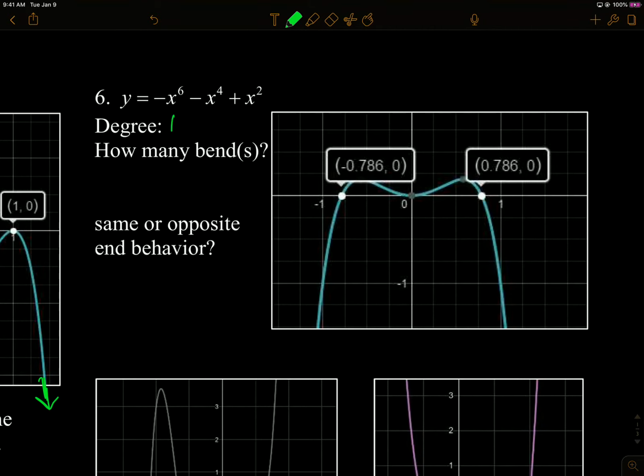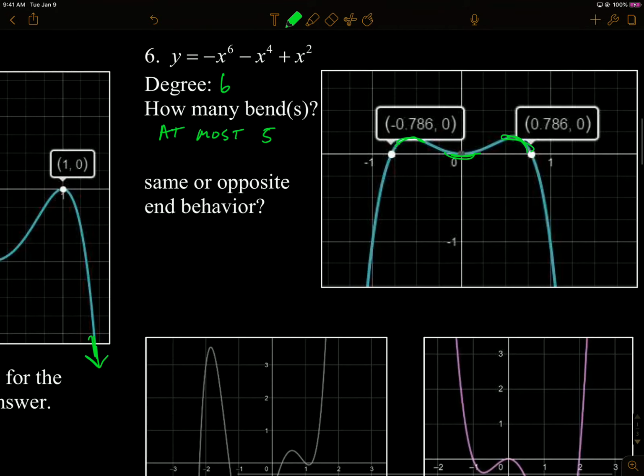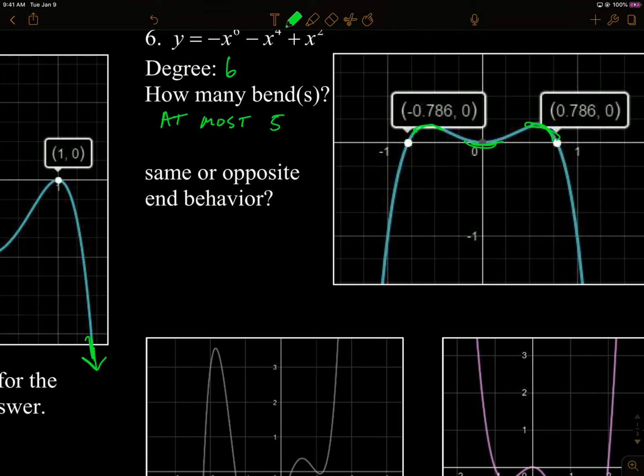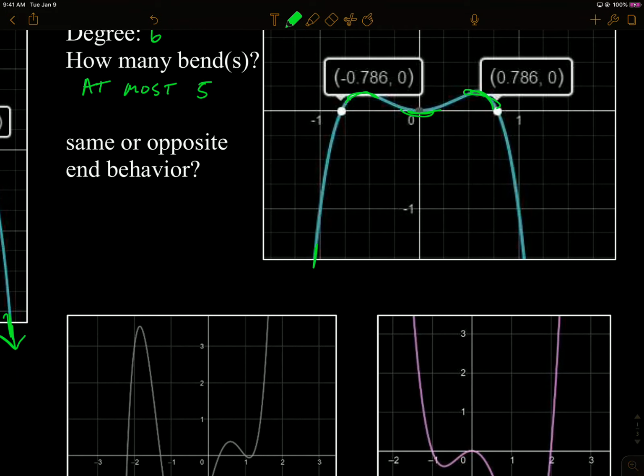Number 6 is a degree 6. I don't know the name for this one. I think we just call it a polynomial of degree 6 once we get over 5. How many bends does it have? At most 5. So in this case, it doesn't have the 5. I see 1, 2, 3. So remember, it's at most 5. So 3 is okay. Same or opposite end behavior. So this was an even, a 6 degree, and it's got the down on both sides. So it's the same end behavior on both sides.